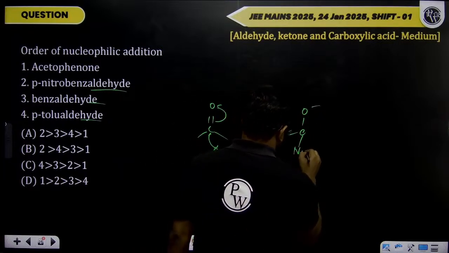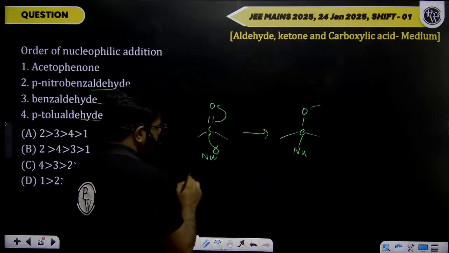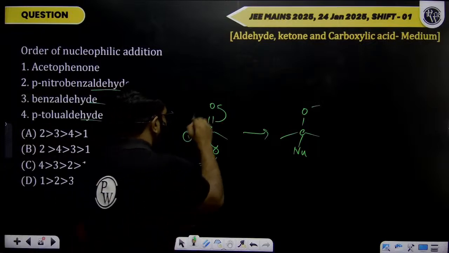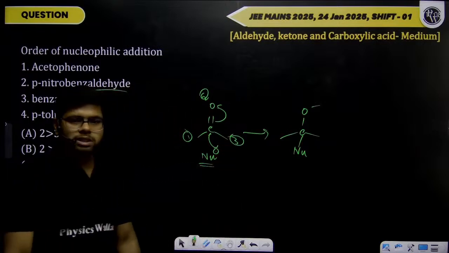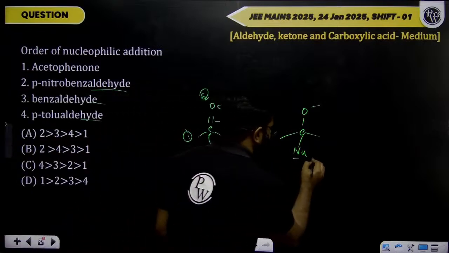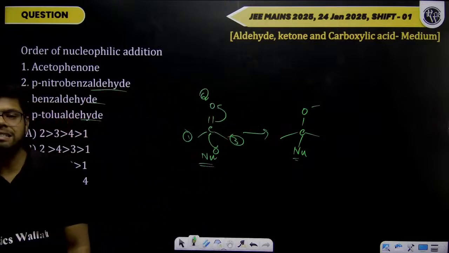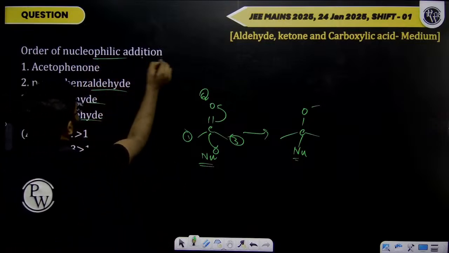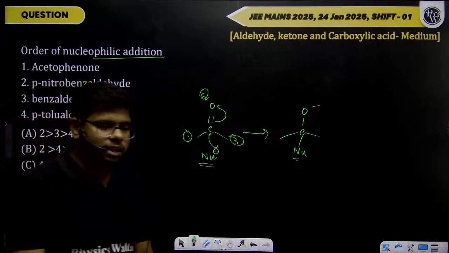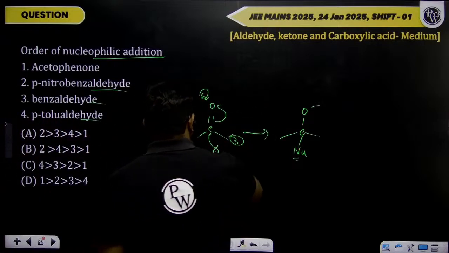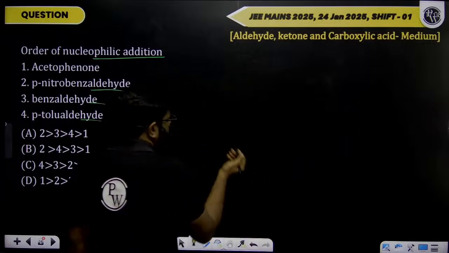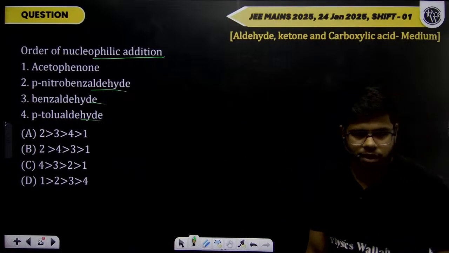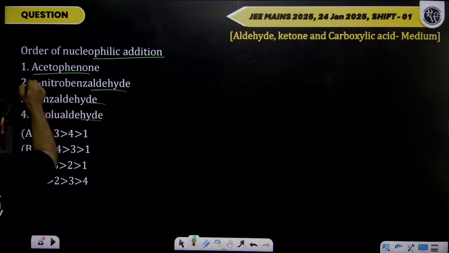Now in this C, before the addition of this nucleophile, how many groups were attached? Only 3 groups were attached. Now after this addition of nucleophile, how many groups are attached? 4. That means steric hindrance increased, and this steric factor is the main factor in nucleophilic addition reactions. So as a result, what we will observe is that ketones will always have a lower rate than that of aldehydes in nucleophilic addition. So let's see the structures.